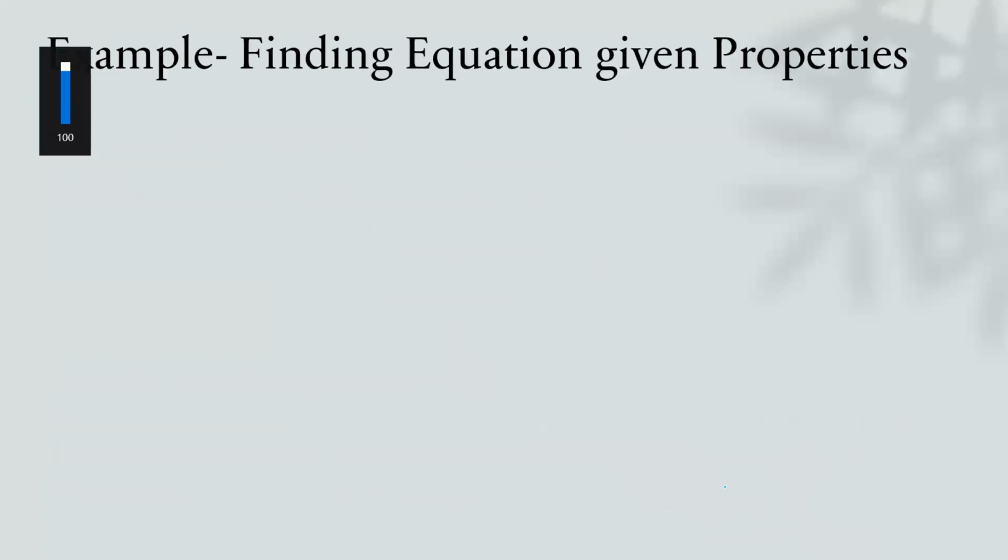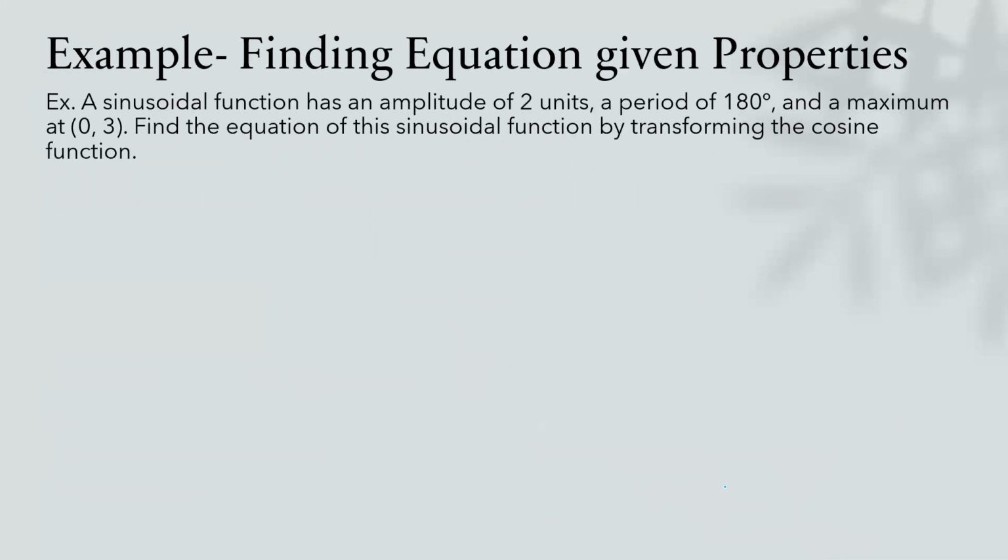So let's go to our next part: finding the equation if you're given the properties. What if you're not given a graph and you're just given a description? This is where it gets a little bit tricky, because this tends to throw people off in terms of how to start. So let's read the description here.